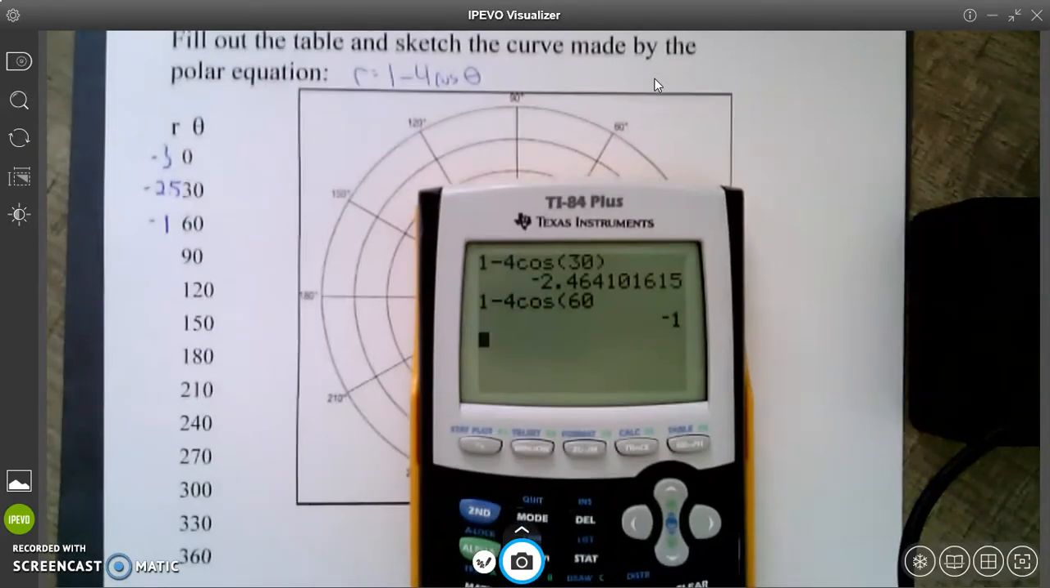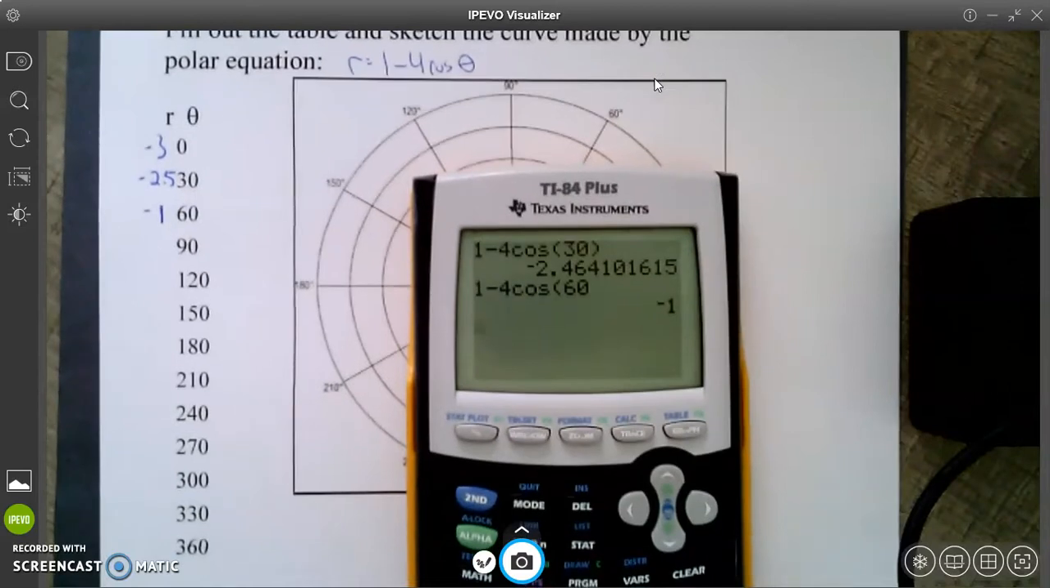All we're going to do, hit pause. I want you to go from 0 to 360. And I want you to fill out this chart. Come back and we'll start plotting these points together.